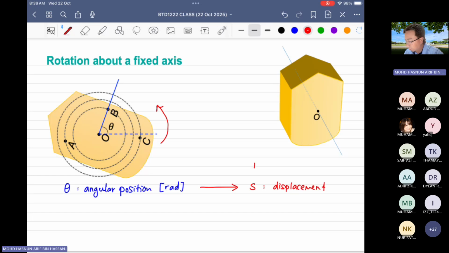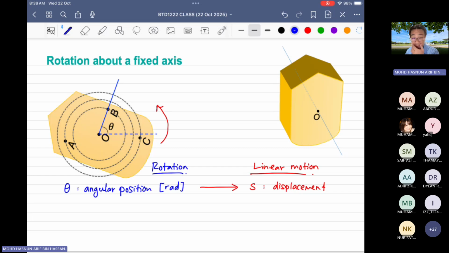So this is for linear motion, which is in a straight line. And currently we are talking about rotation, so this will be rotation motion, rotation about a fixed axis.